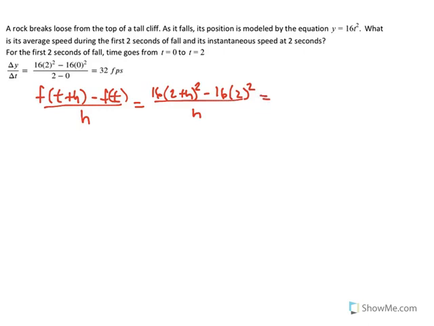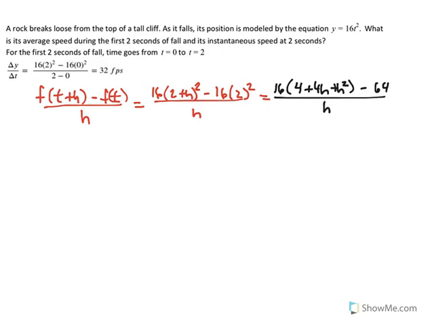And that is going to give us, all right, important to note also right here is that we've got binomial expansion. We're squaring a binomial, so a plus b squared equals a squared plus 2ab plus b squared. We don't want to forget that. So that gives us 16 times 4 plus 4h plus h squared minus 16 times 2 squared. 16 times 4 is 64. All that divided by h.